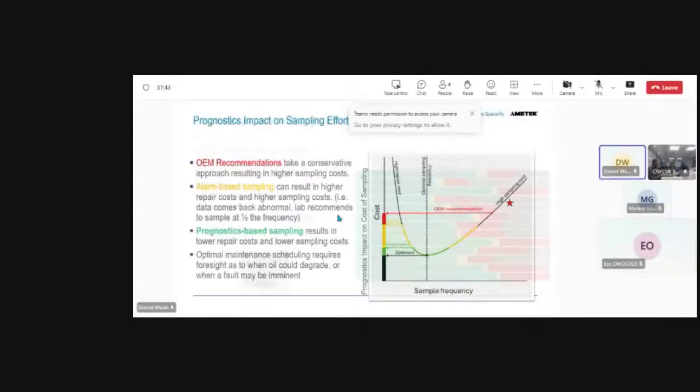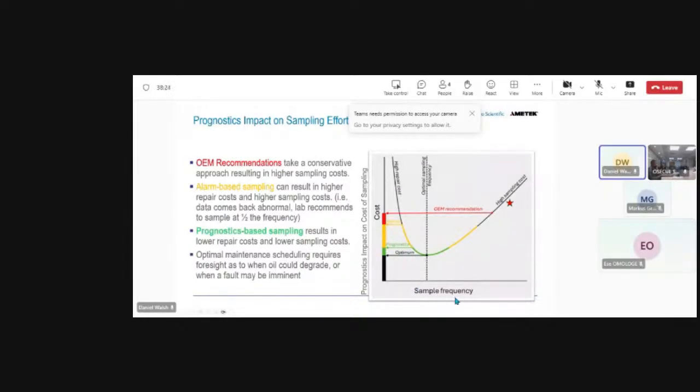So what does this mean? It's going to have an effect on your sampling effort. I mentioned at the top of the call, we have OEM recommendations, which tend to have alarm limits that are very consistent and conservative. You can also have alarm sampling, which we talked about, which is based on rise over runtime or frequency. But once you migrate into prognostic-based sampling or forecasting sampling, you can only sample when you need to sample.